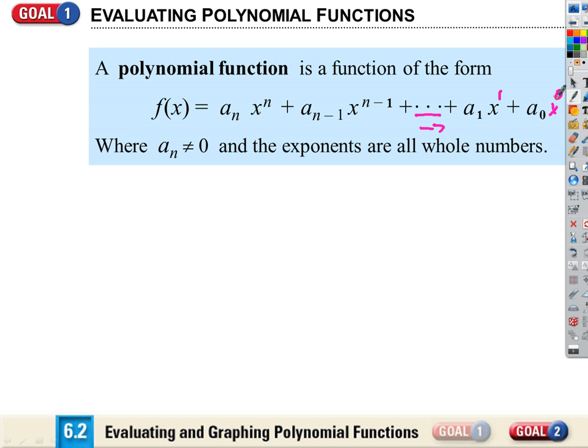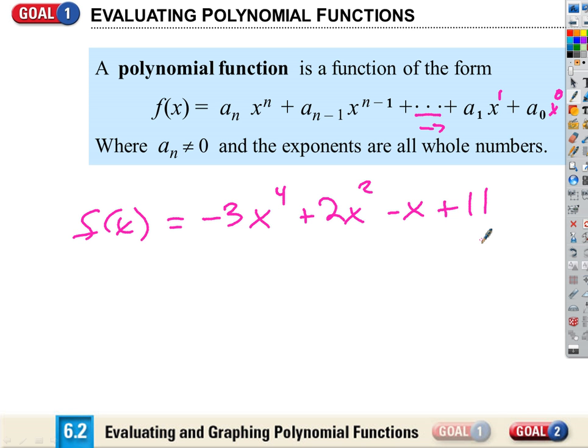Now, what do all those a's and n's mean? They're just numbers. So in real life, a polynomial would be, for example, f of x equals negative 3x to the 4th plus 2x squared minus x plus 11, something like that, right? It's just a sum of a bunch of terms that all consist of the same thing: a coefficient times a power of x, and that's it, okay?